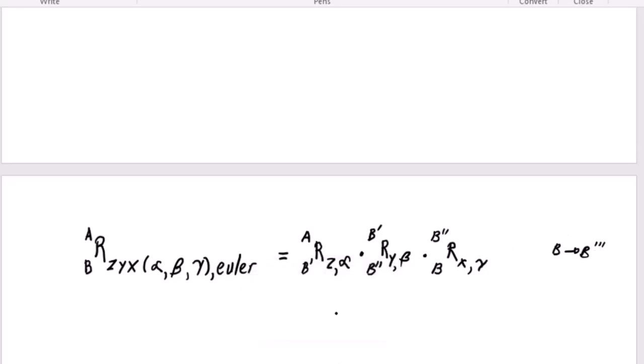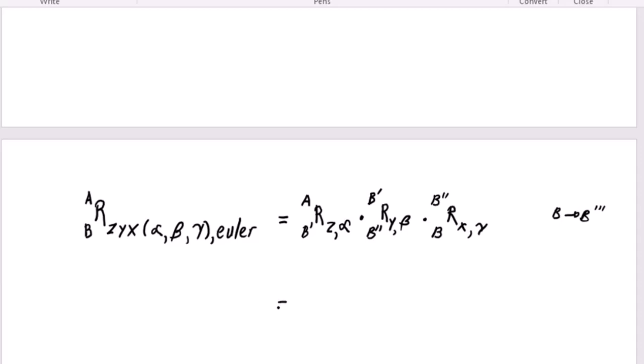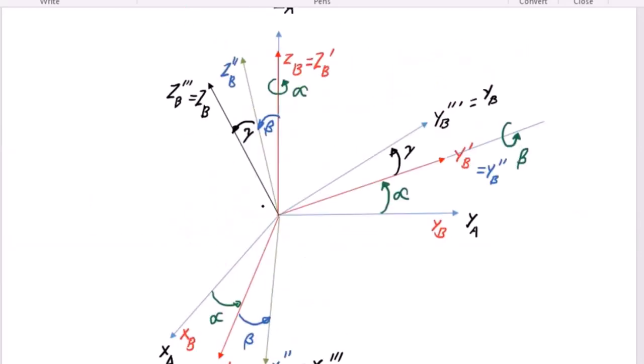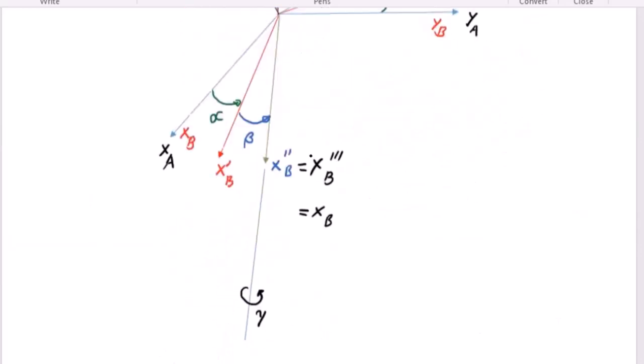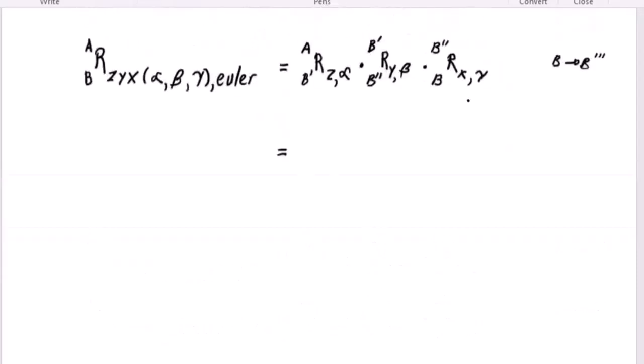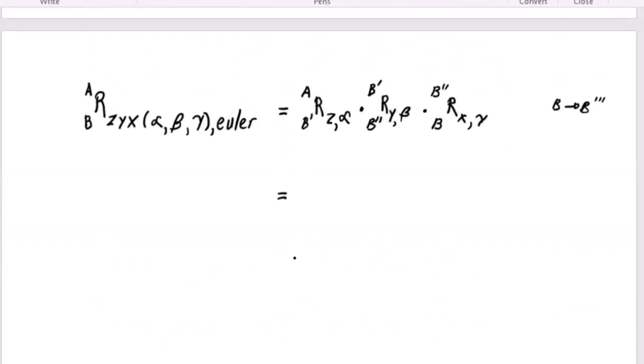From this illustration, we obtain the triangle representation. This is the triangle representation with the three different rotations. So what is the equation here?